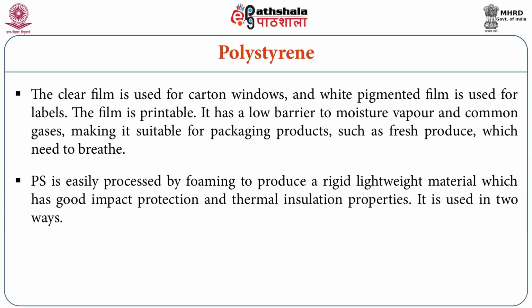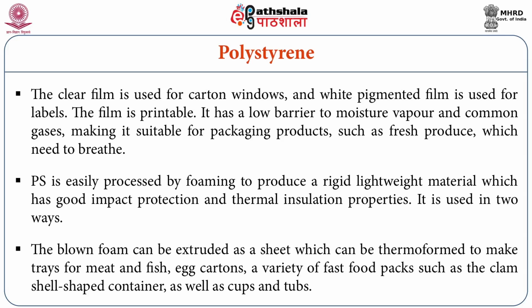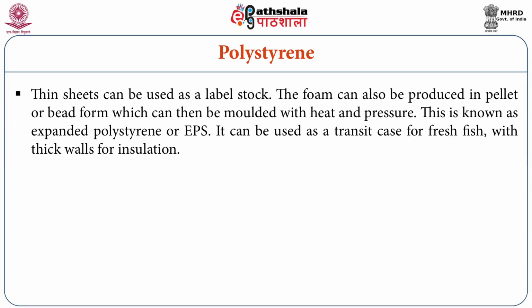Polystyrene is easily processed by foaming to produce a rigid lightweight material which has good impact protection and thermal insulation properties. It is used in two ways. The blown foam can be extruded as a sheet which can be thermoformed to make trays for meat and fish, egg cartons, a variety of fast food packs such as clam shell shaped containers, as well as cups and tubs. Thin sheets can be used as a label stock.